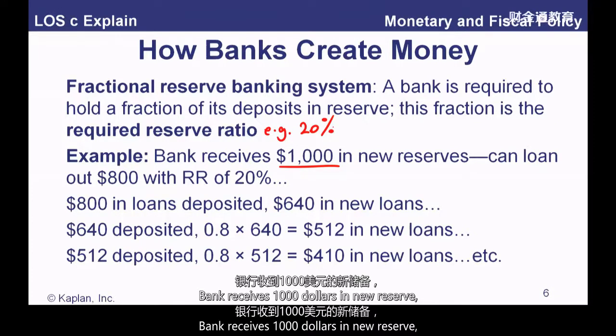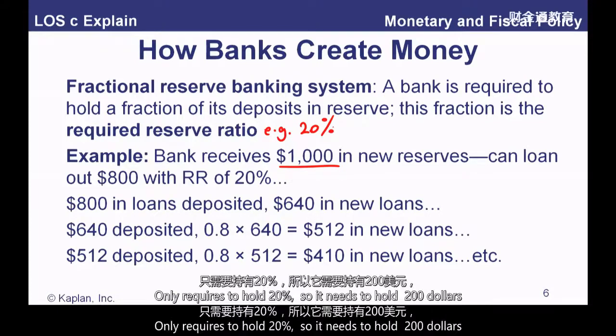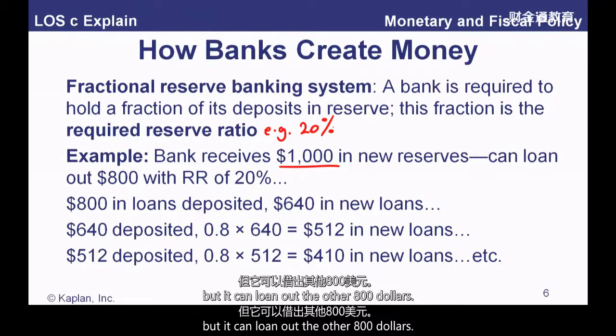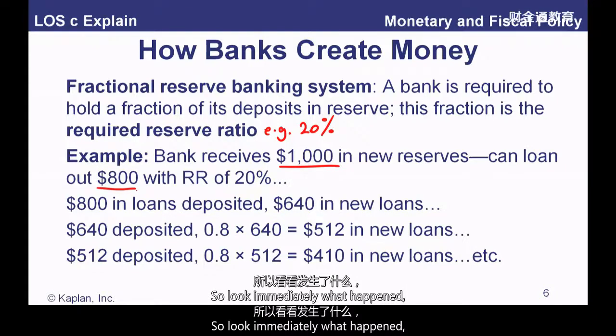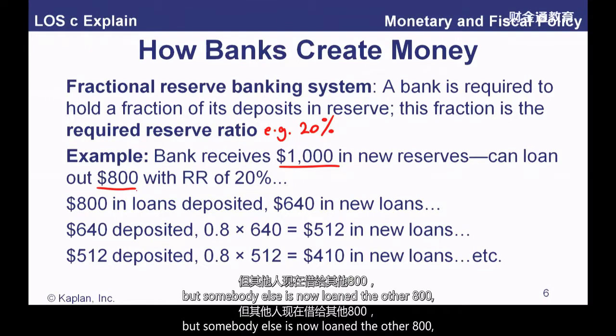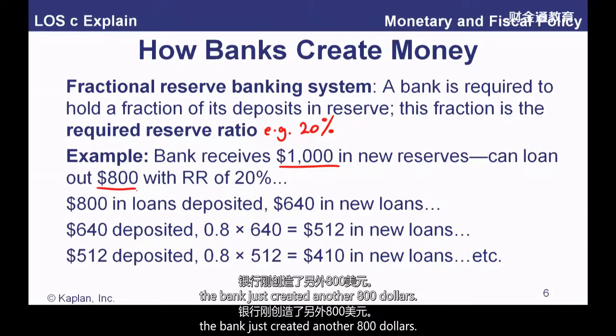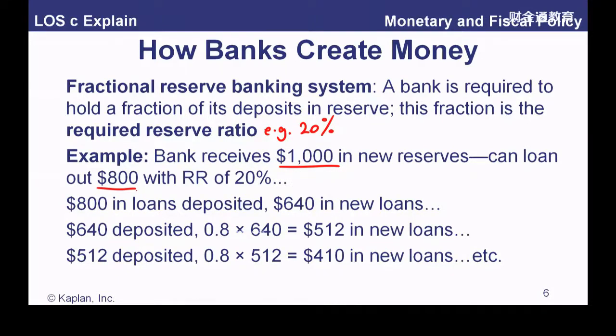Bank receives $1,000 in new reserves, so I've put $1,000 of my cash, it's mine, into the bank. Only required to hold 20%, so it needs to hold $200, but it can loan out the other $800. So look immediately at what's happened. The bank still owes me my $1,000, but somebody else is now loaned another $800. From my $1,000 going into the bank has just created another $800.